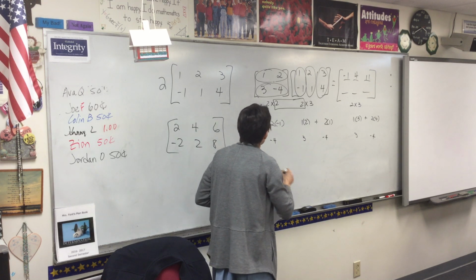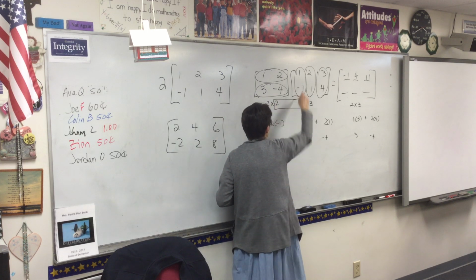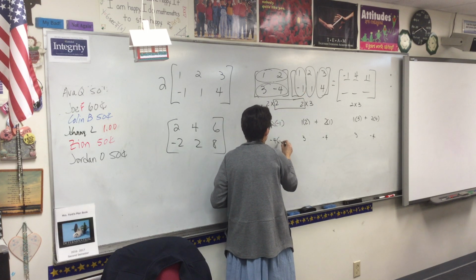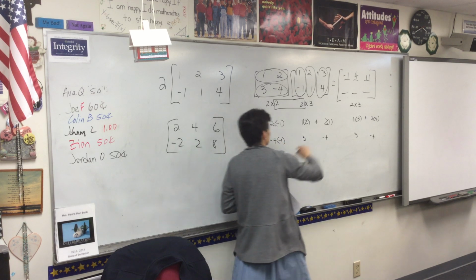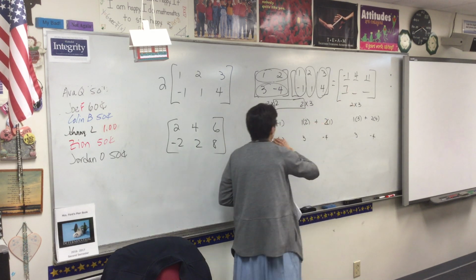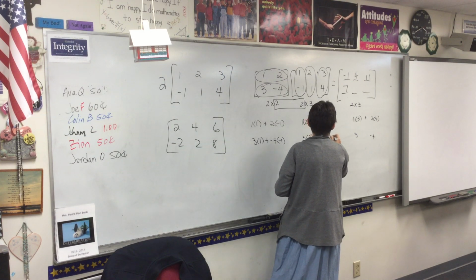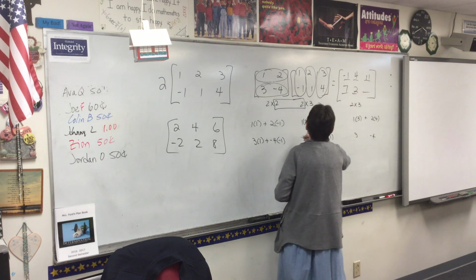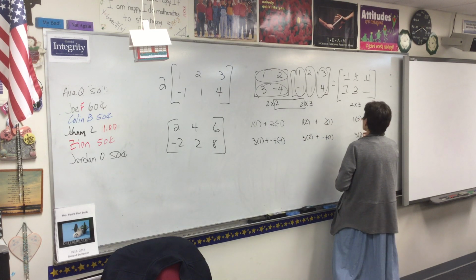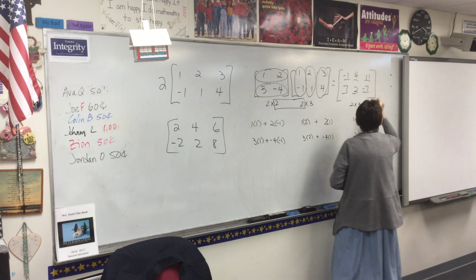So now I'm taking my second row times my first column. And check my arithmetic, I think I got 7. And then my second row times my second column, I got 2. And my second row times my third column, negative 7.